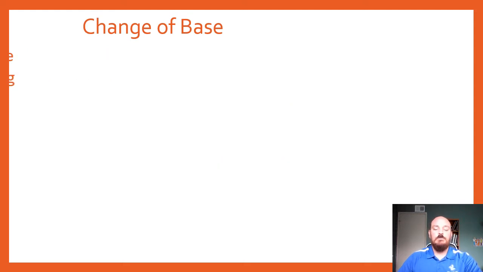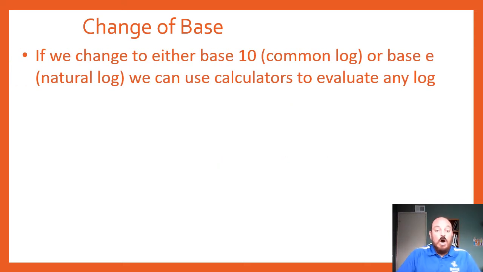Okay. Now, the most common use for this is so that we can use calculators. Remember, on logarithm day 1, we said the only button most calculators have is either log, which is common log base 10, or ln, which is natural log. So if you have some other log and you want to approximate it, if you use the change of base formula and change it to one of those two things, either base 10 or base e, natural log or common log, then you can use a calculator to evaluate.